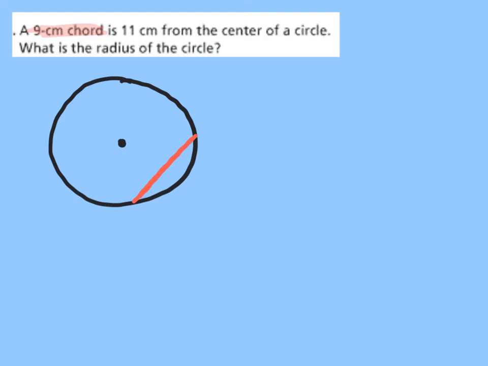We know that the chord is 11 centimeters from the center of the circle. So we know that this distance is 11 centimeters. And it told us before that this whole distance was 9. Now, since this is a chord and that goes through the center, we can assume that this is going to be a right angle. And if I wanted to find the length of just half of the chord, then I take that value of 9 and divide it by 2, which gives us a value of 4.5. So since these are both congruent, they're both equal to 4.5.